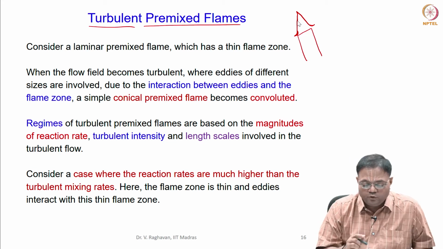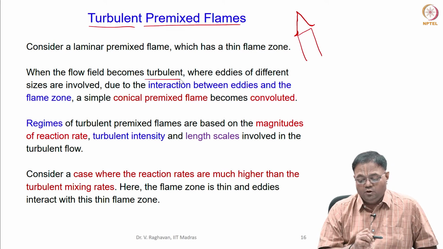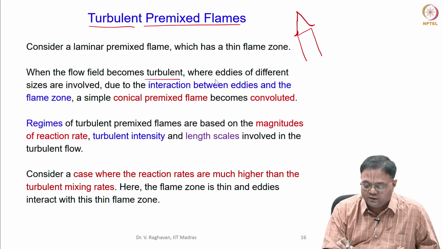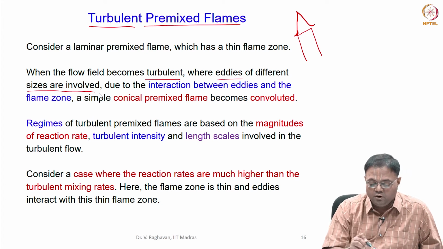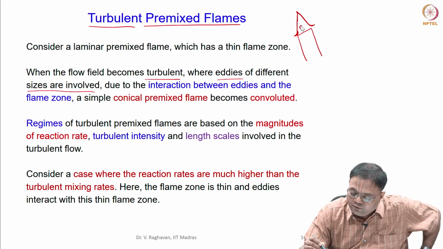However, when the flow becomes turbulent, eddies of different sizes are involved now. We have seen that, that is the characteristic. So eddies of different sizes are involved, and because of the interaction between the eddies, eddies of different sizes are going to be there everywhere.